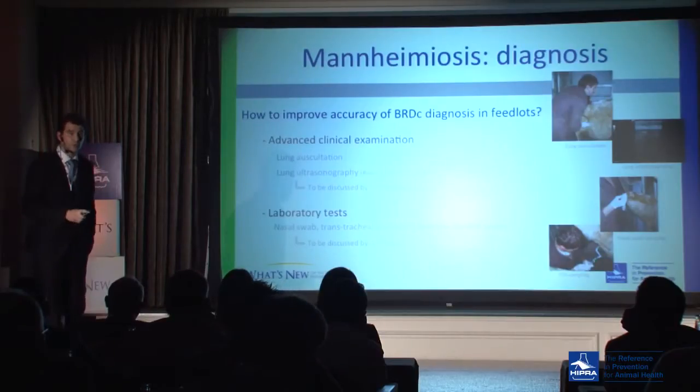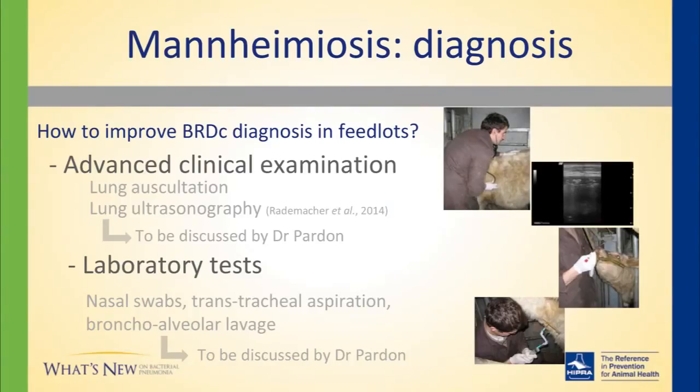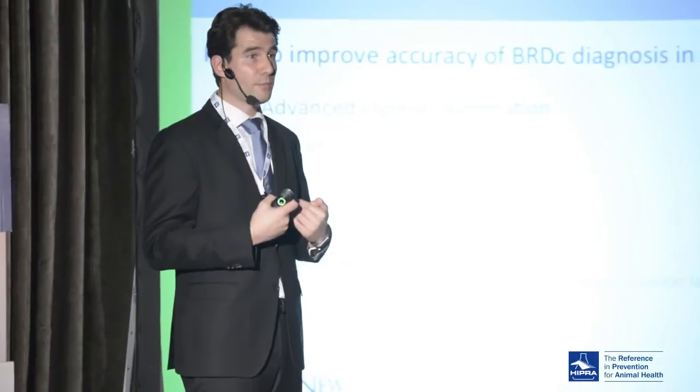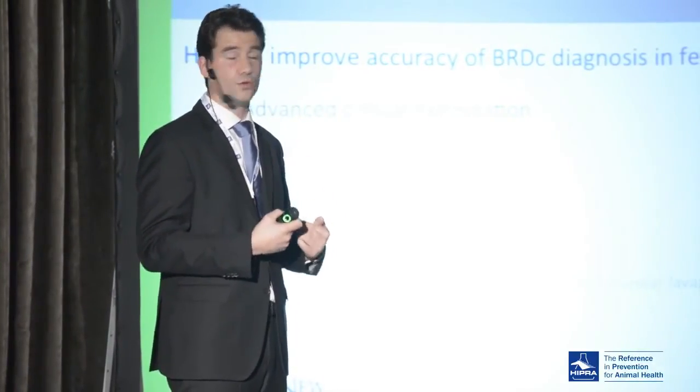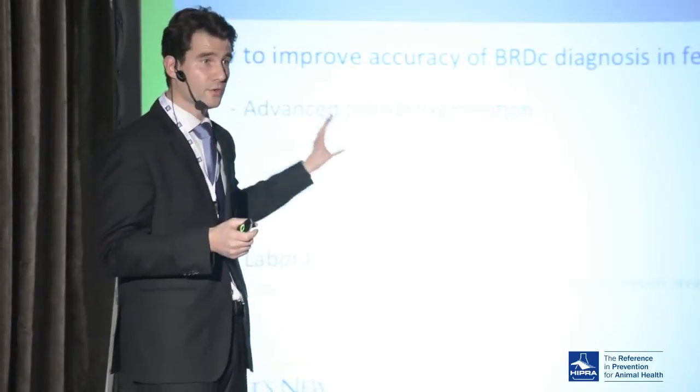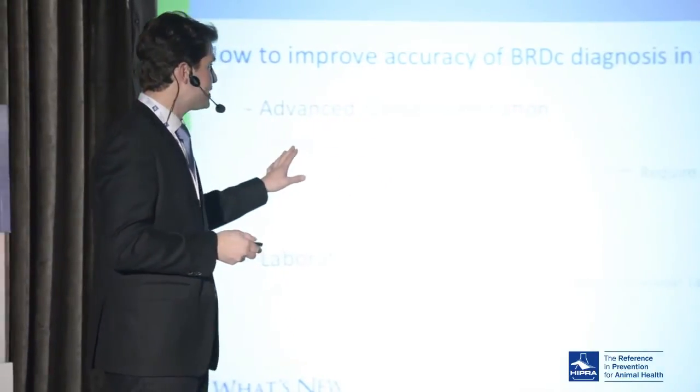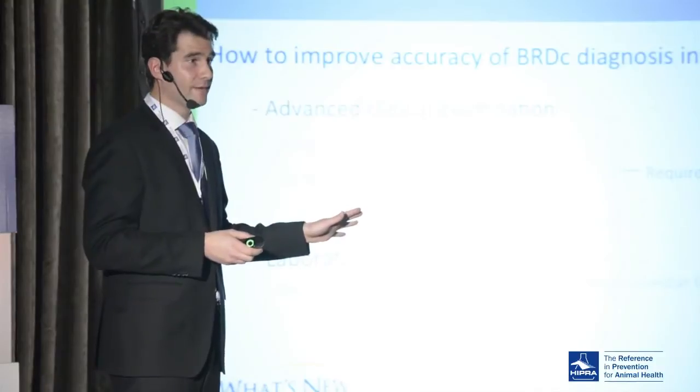How can we increase the accuracy of BRD diagnosis in feedlots? One solution could be to do an advanced clinical examination. Lung auscultation, for example, for detecting increased or abnormal breath sounds. A second option could be lung ultrasonography to detect lung consolidation. There is a recent publication by Rademacher in the US showing that it's a very good tool, but Dr. Padon will talk about that later, so I won't cover this part. What I want to say is both techniques are great. However, they require trained and experienced people, which are rare or even non-existent in a feedlot setting most of the time.